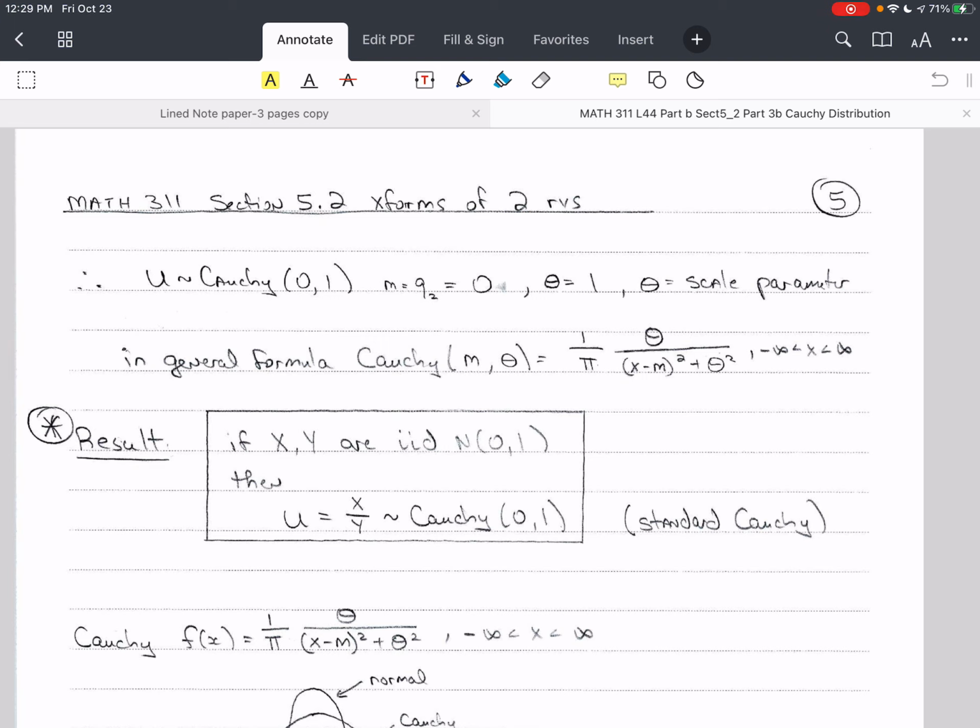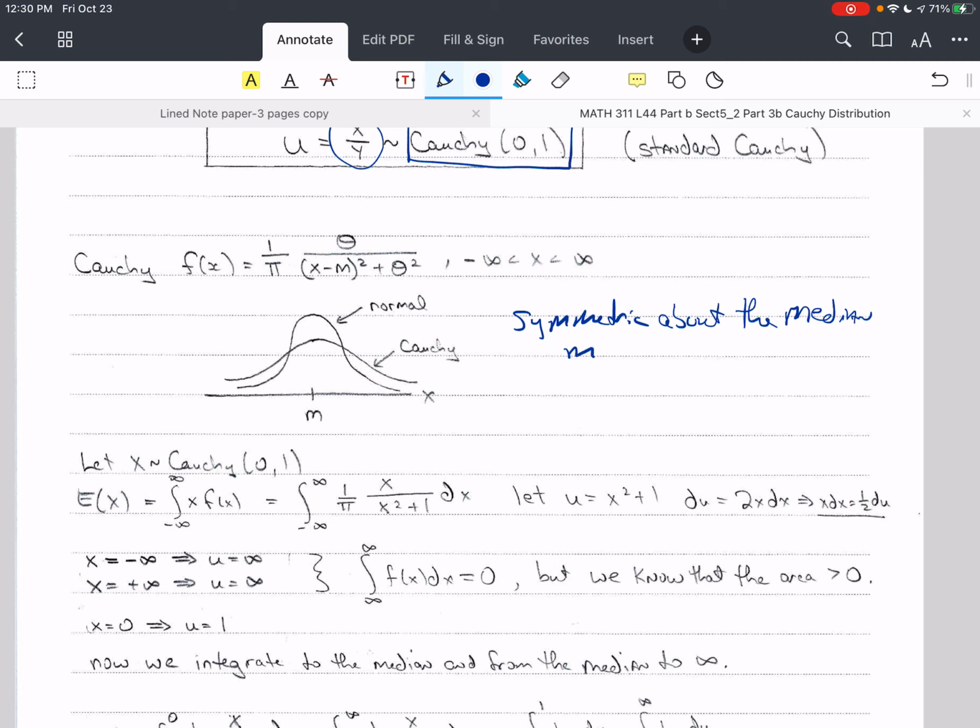All right. So we have a general Cauchy formula, which is a little more complex, but not much. And we've given that PDF here. Okay. So let's learn a little bit more about the Cauchy distribution. First, it's going to be symmetric about the median, M. And the Cauchy is going to have a lower peak and thicker or higher tails than the normal distribution. The normal distribution will have a higher peak in the center, and then the tails are thinner.